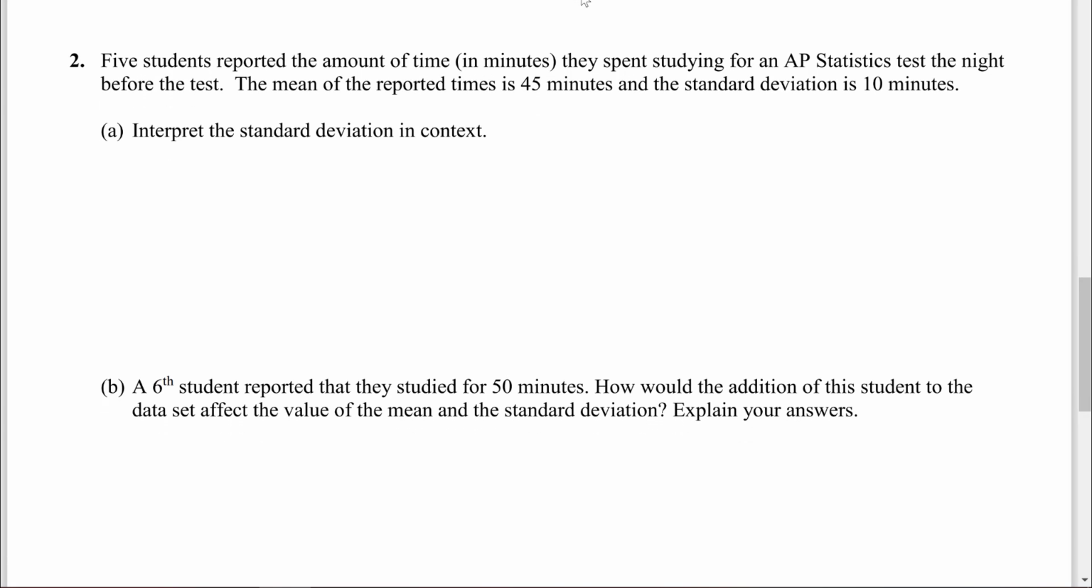5 students reported the amount of time in minutes that they spend studying for the AP Stats test the night before the test. The mean of the reported times is 45 minutes. Standard deviation is 10 minutes. So interpret the standard deviation in context. This is something we haven't put into formal terms yet, but it's fairly straightforward.